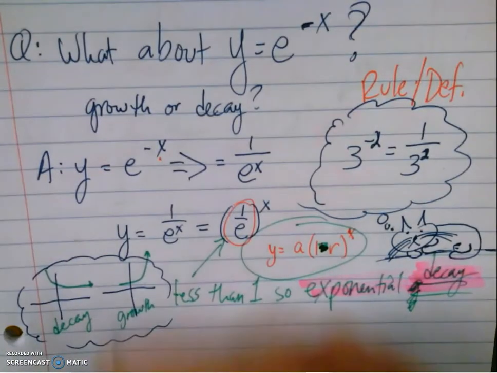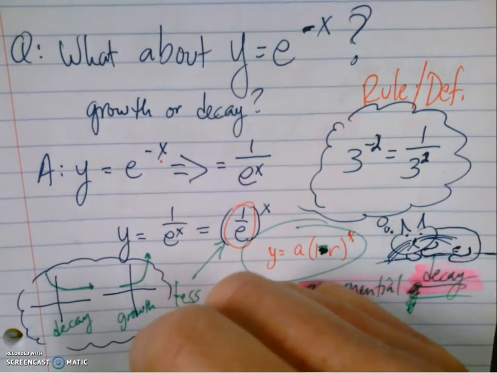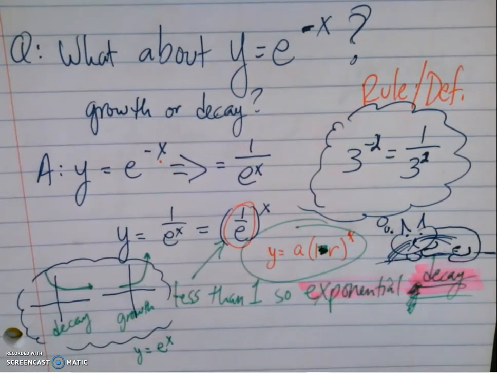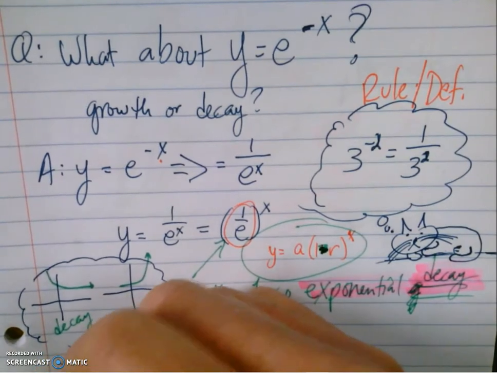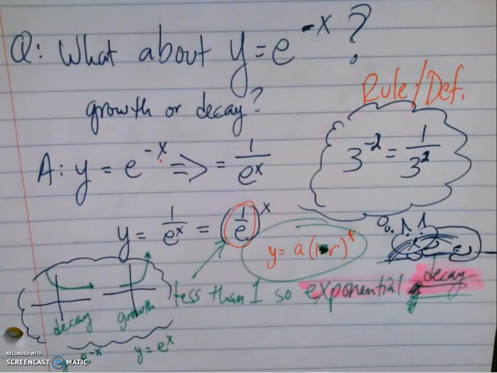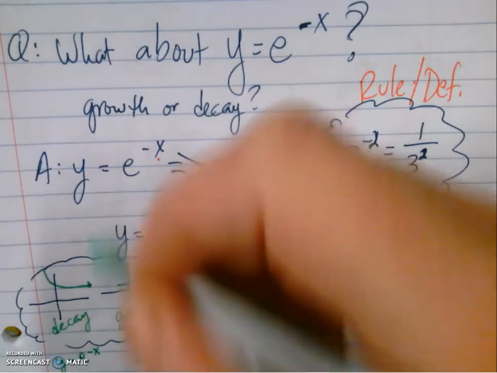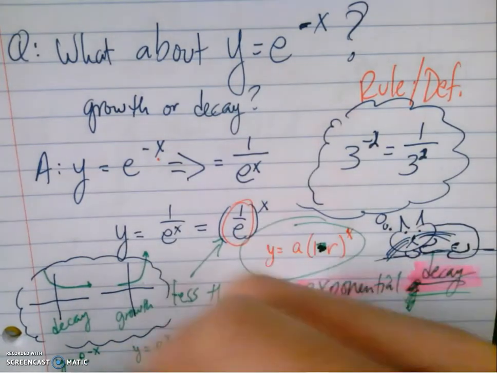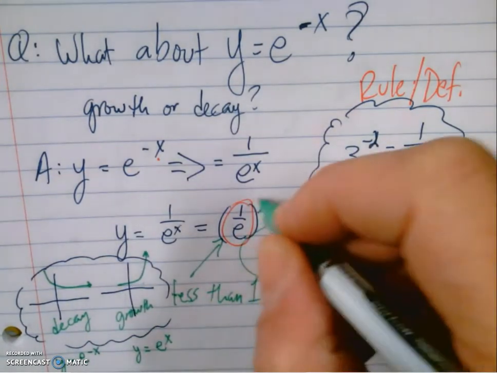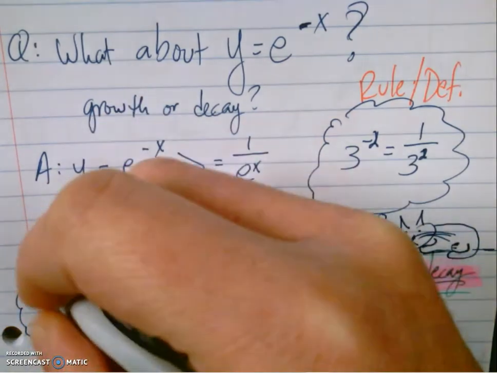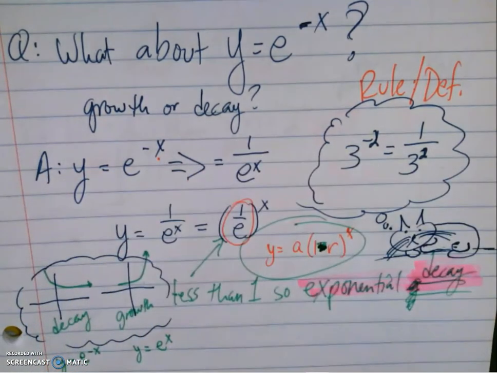Now, is there an easier way? Yes. If you're more visual, graph them. E to the X will be growth. E to the negative X will be decay. So if you have access to a calculator, double check it if you're not sure. But it will look like this. Decay will be going down, growth will be going up.